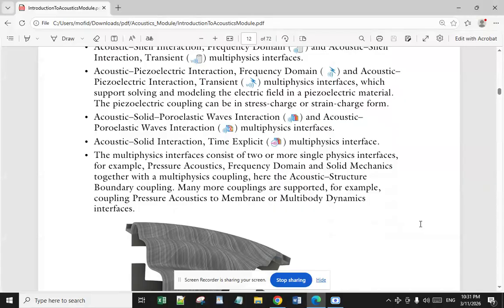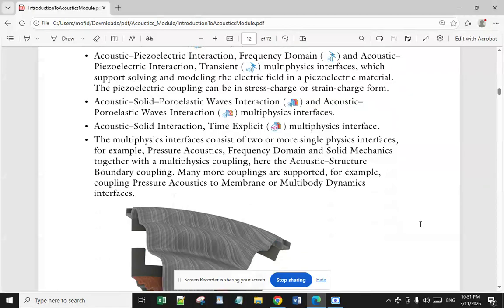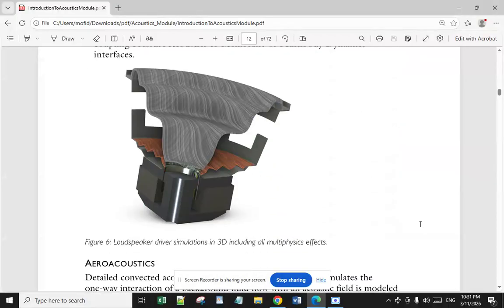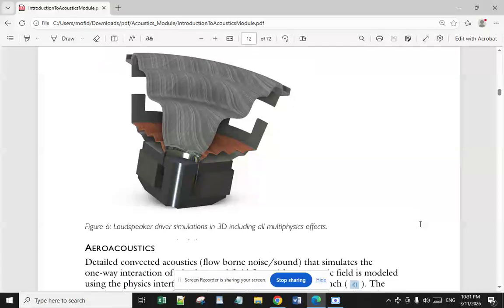For example, pressure acoustics, frequency domain, and solid mechanics together with a multiphysics coupling, here the acoustic structure boundary coupling. Many more couplings are supported, for example, coupling pressure acoustics to membrane or multibody dynamics interfaces. Figure 6 illustrates a loudspeaker driver simulation in three dimensions including all multiphysics effects.